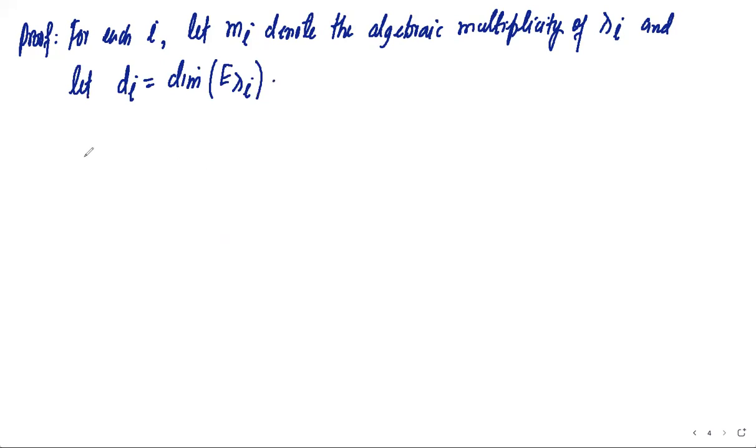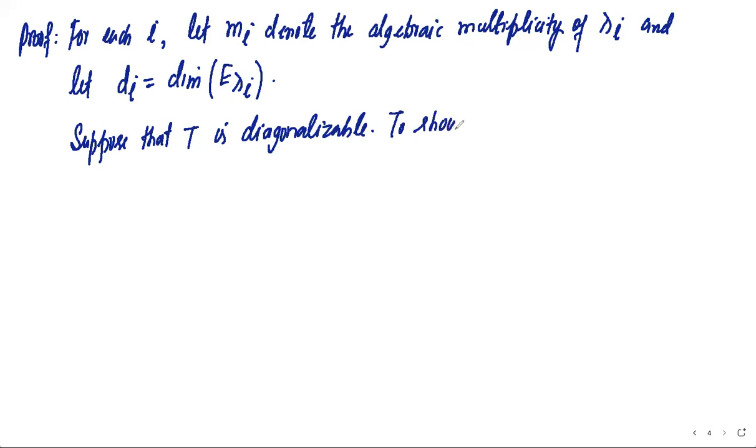Okay, now first suppose that T is diagonalizable. We have to show that m_i is equal to d_i for all i.